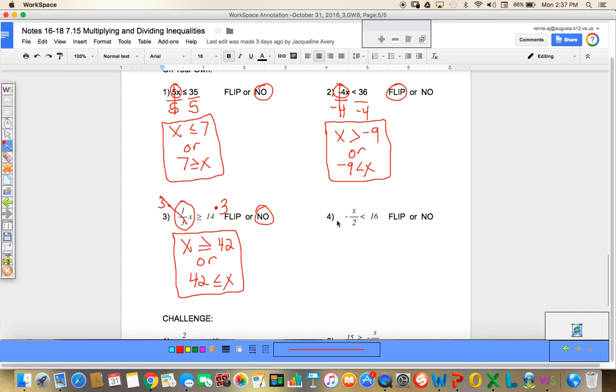Okay, and the last one. There's a negative in front, so scribble out, move it to the bottom, and circle this. Now, because the variable is attached to a negative, we are going to flip it. So the opposite of division is multiplication. We're going to multiply both sides by -2. Since we are doing the inverse property, this is going to turn into a 1 in disguise. And we're going to flip the symbol. And 16 times -2 is -32, or -32 is less than x.